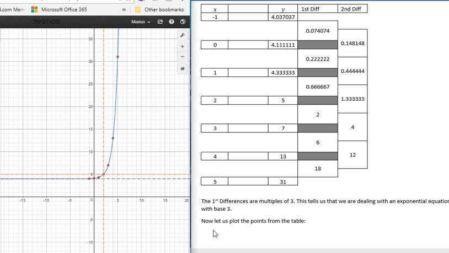And now we can write the following equation: 3 to the power of x minus 2, plus 4. And that's my equation. Now if we try those numbers here, we'll get the respective y's to correspond to those x values. And that's how we work out an exponential equation from the graph.